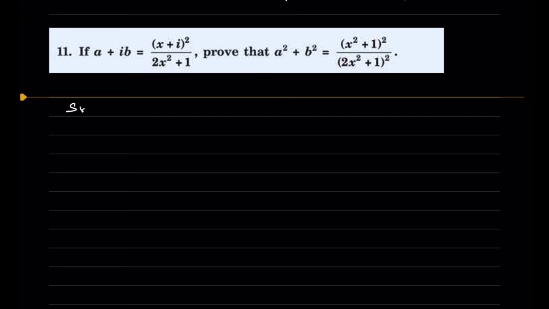What's the 11th problem? Let's see. It's given that a + ib = (x + i)² / (2x² + 1). Prove that a² + b² = (x² + 1)² / (2x² + 1)². So here in the solution part, what do we have? It is given that a + ib is equal to (x + i)² divided by 2x² + 1.